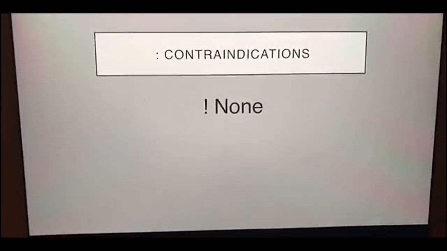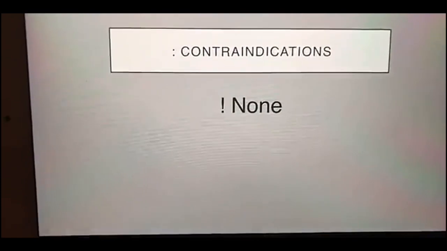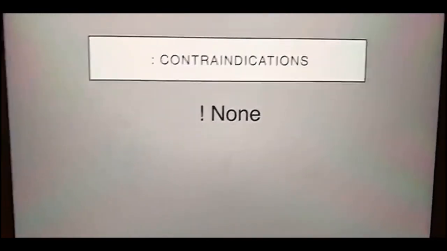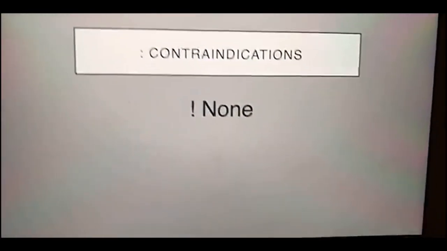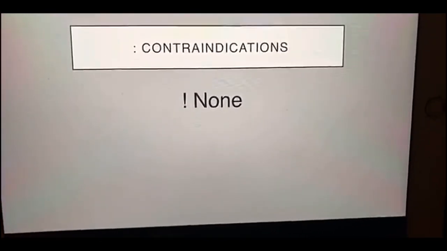Regarding the contraindication, there are no absolute contraindications for using capnography. Same concept as pulse oximetry: there is no contraindication preventing the use of pulse oximetry with any type of patient.